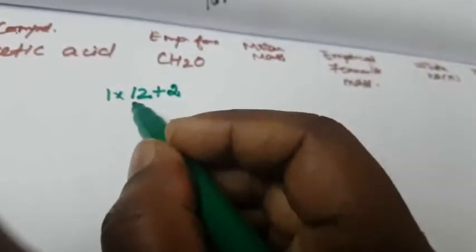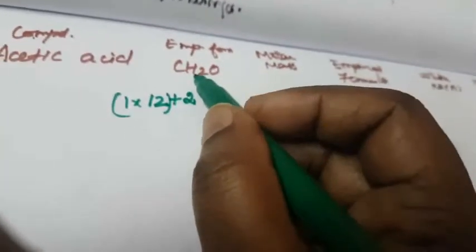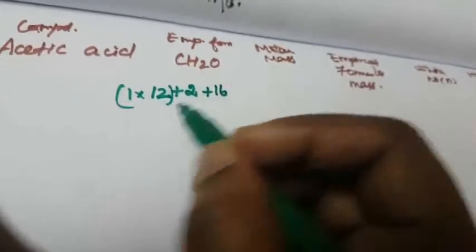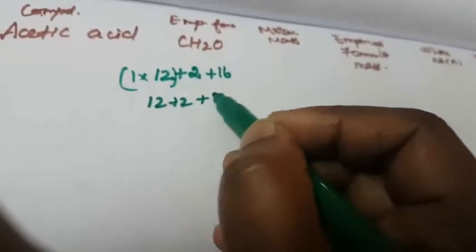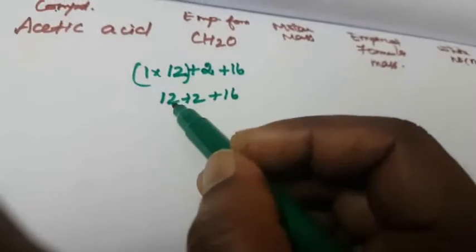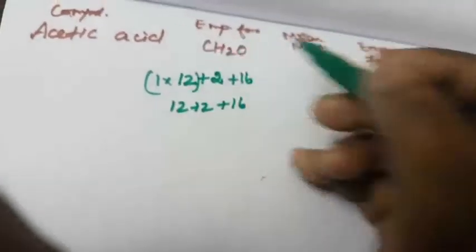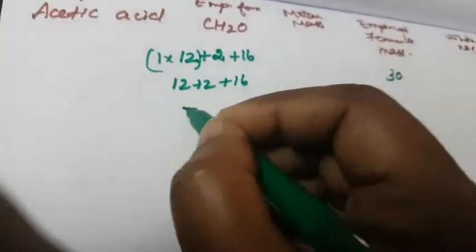The first one is acetic acid, and the empirical formula is CH2O. How to calculate its mass? Carbon is 12, so 1 into 12, plus hydrogen with atomic mass 1, so 1 into 2, plus oxygen is 16. So 12 plus 2 plus 16 is 30. This is the empirical formula mass. You simply calculate it like this.